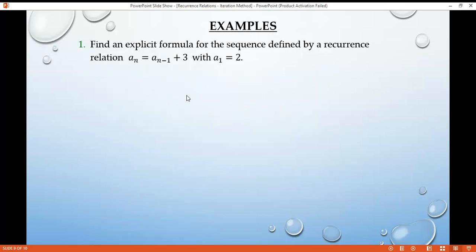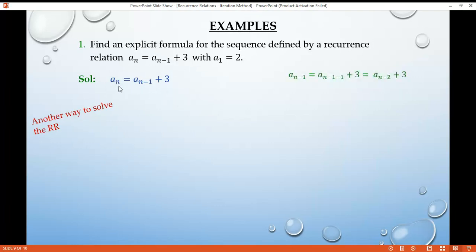Okay, so now we do the first example again, but another way, right? I told you there are two ways to solve the recurrence relation. In this way we have an equals a n minus 1 plus 3, and we write the an terms in terms of other terms. If we put n minus 1 in place of n, what will we have? a n minus 1 becomes a n minus 2 plus 3. So we put this a n minus 1 in terms of a n minus 2, so it becomes a n minus 2 plus 3, and with this plus 3, we can write a n minus 2 plus 2 multiplied by 3.